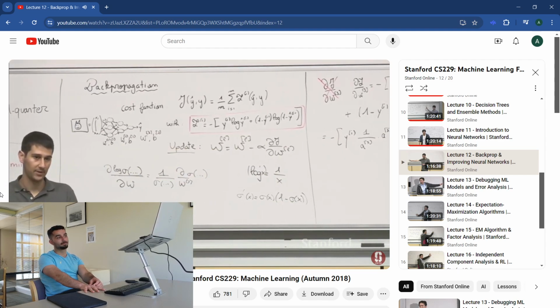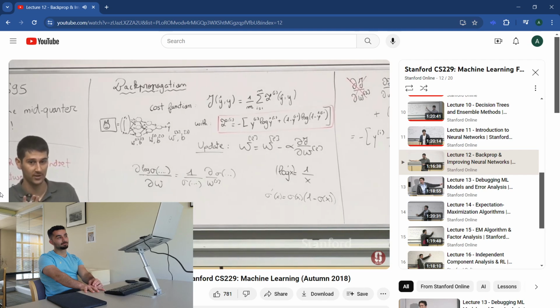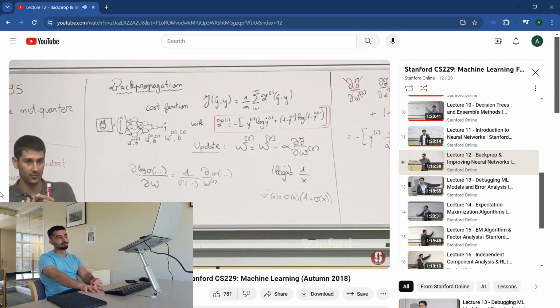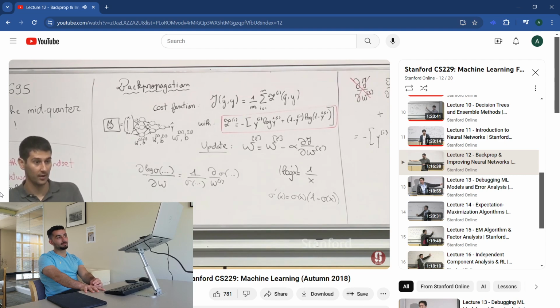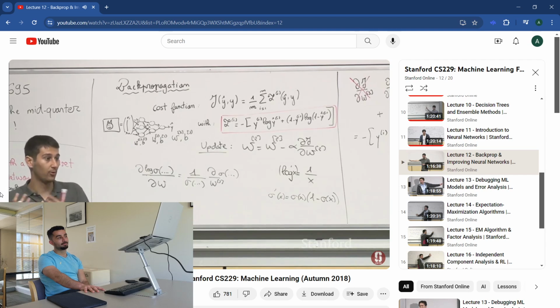There's still one step because there's a composition of 3 functions here. There's a logarithm, there's a sigmoid, and there's also a linear function, W A2 plus b. So I also need to take the derivative of the linear part with respect to W3.